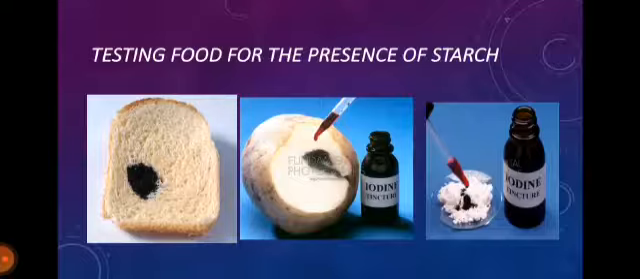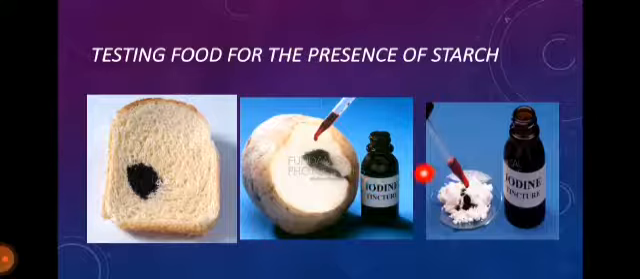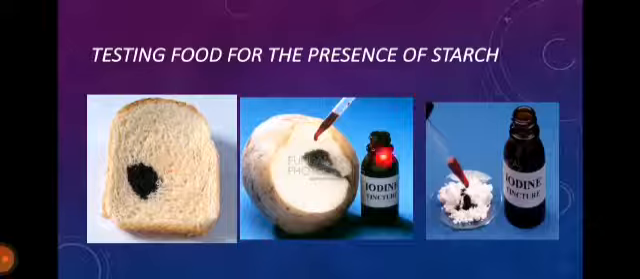Now come to the next slide. Here you can do this same test at your home. You have to take a piece of bread, a slice of potato, and some rice. And whenever you apply this iodine solution on the potato or on the bread or on the rice, you will see that they will change their color to blue.